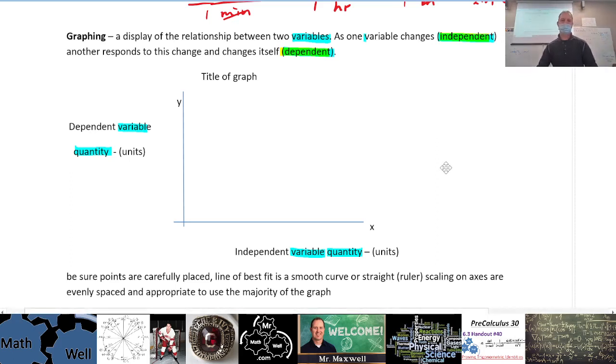Okay, let's get back to the lesson here. If your friend jumps off a cliff, don't jump off a cliff with him just because of your friend. Don't be that dependent, please. All right, so time is usually independent.